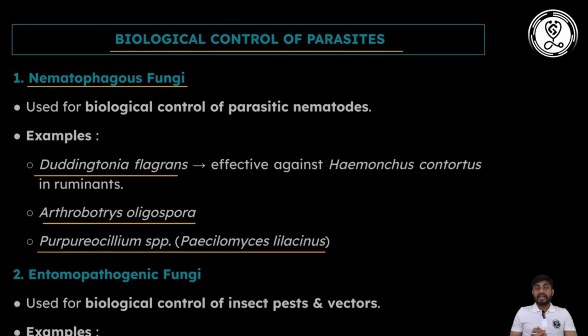One question is asked many times in the exam. In 2022 also it was asked: Pilobolus fungi. Pilobolus fungi is used against Dictyocaulus viviparus, the lungworm. They will directly ask you which of the following fungi is used for the parasites, so just remember two or three names of fungi.